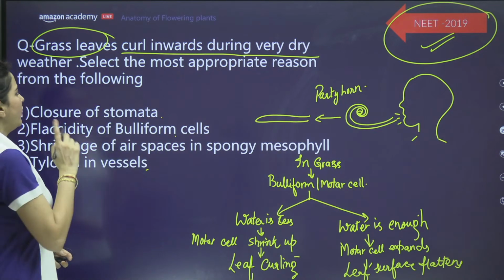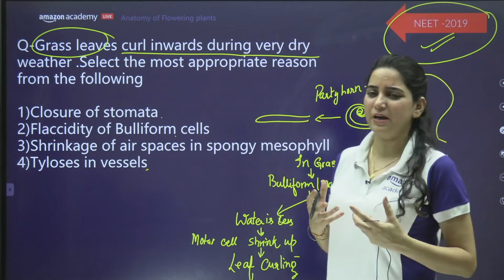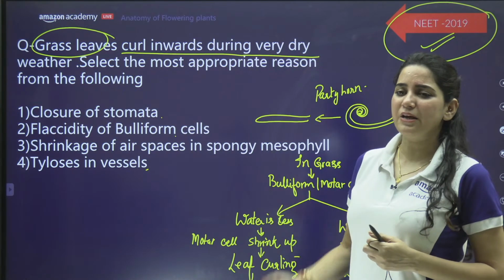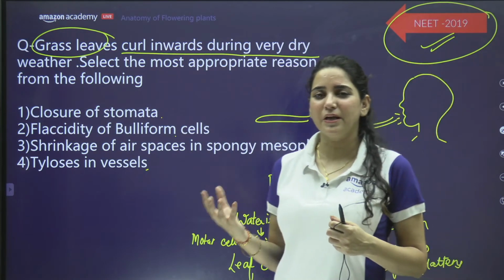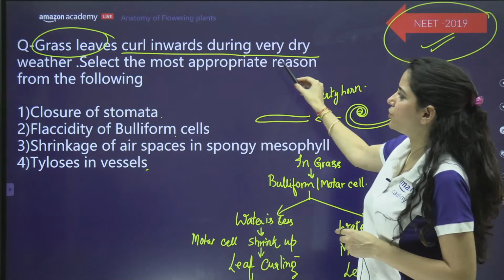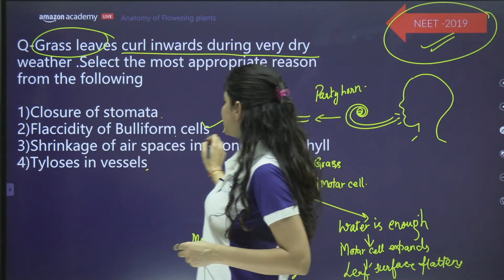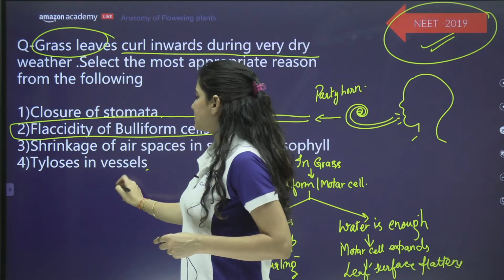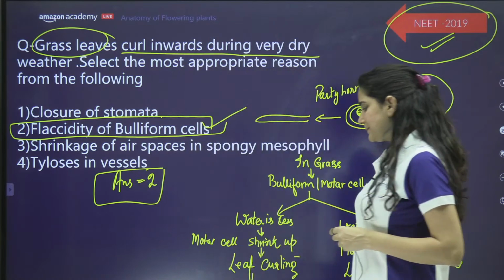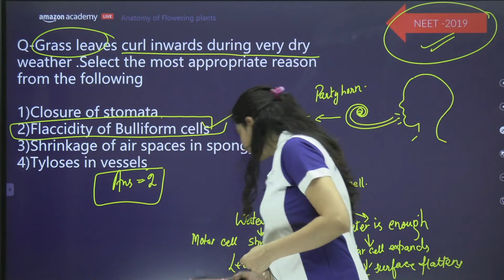Yeah. Now, वही चीज क्वेश्चन में पूछी हुई है. So these motor cells or these buliform cells, what is their major role? ग्रासेस में देखने को मिलेगा, ग्रास की जो लीफ है उसको या तो एक्सपैंड करने में हेल्प करेंगे या तो कर्ल बैक करने में हेल्प करेंगे. So grasses curl, leaves curl inward during very dry weather because of the flaccidity of buliform cells. That's the right answer. So answer will be second choice. Okay. Is it correct?